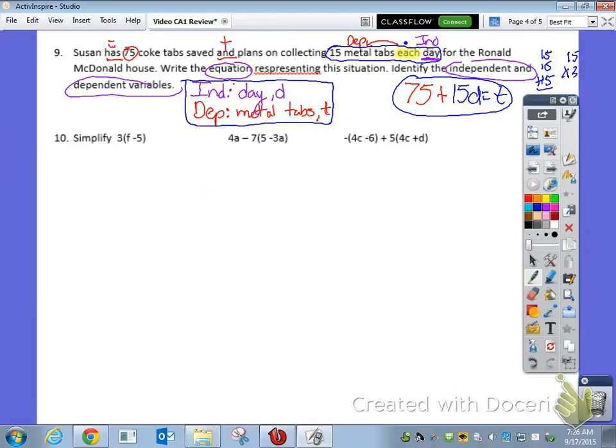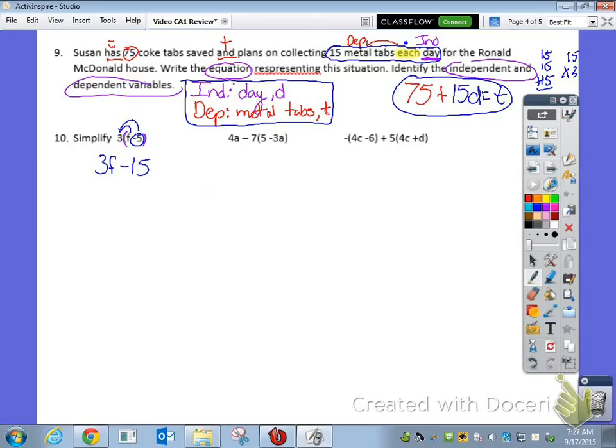On number 10, they want you to simplify. I have parentheses. Remember that when you have parentheses, you have to multiply the number in front with everything on the inside. So 3 times F, and 3 times, and notice what that is, that's a negative 5, so that's going to be negative 15.